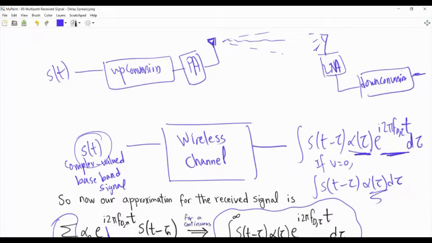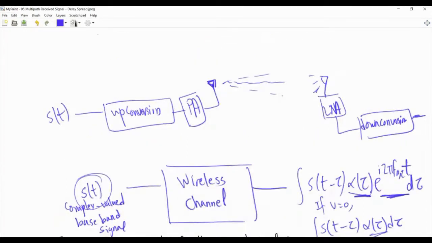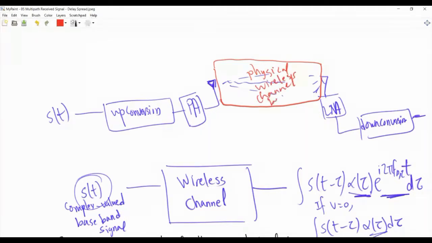Okay. So when I say the wireless system or wireless channel, sometimes you think that whenever I say this, I mean whatever is between the two antennas. Okay, so this is the wireless channel. This is the physical wireless channel between the two antennas. Okay, so this is the physical wireless channel between the transmit and receive antennas.